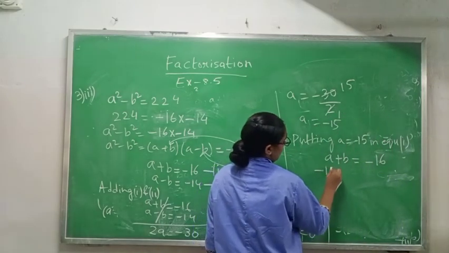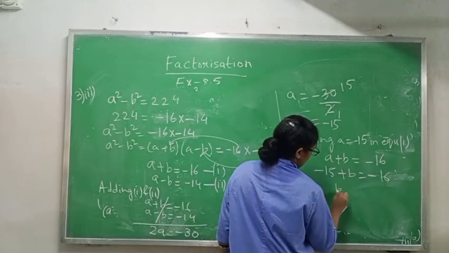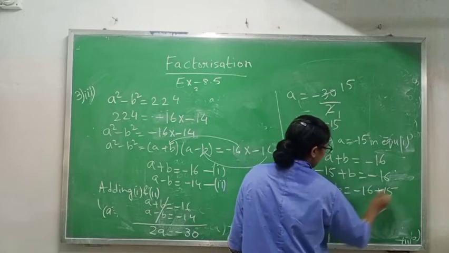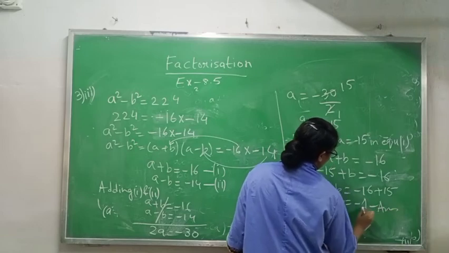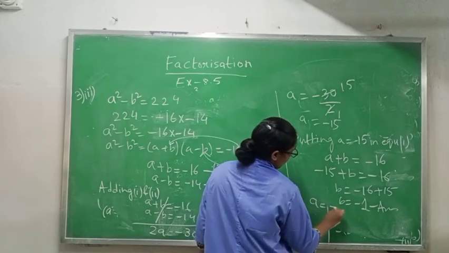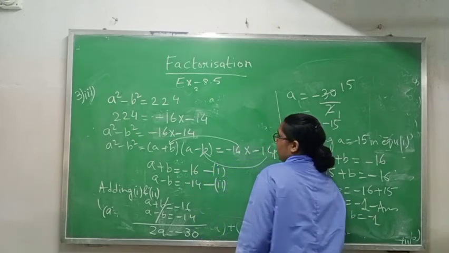Now in place of a, minus 15 plus b equals minus 16. Minus 15 will go to that side and become plus 15, so b equals minus 1. So this is your answer: b equals minus 1 and a equals minus 15, and both are negative integers. Understood? Again I am repeating.